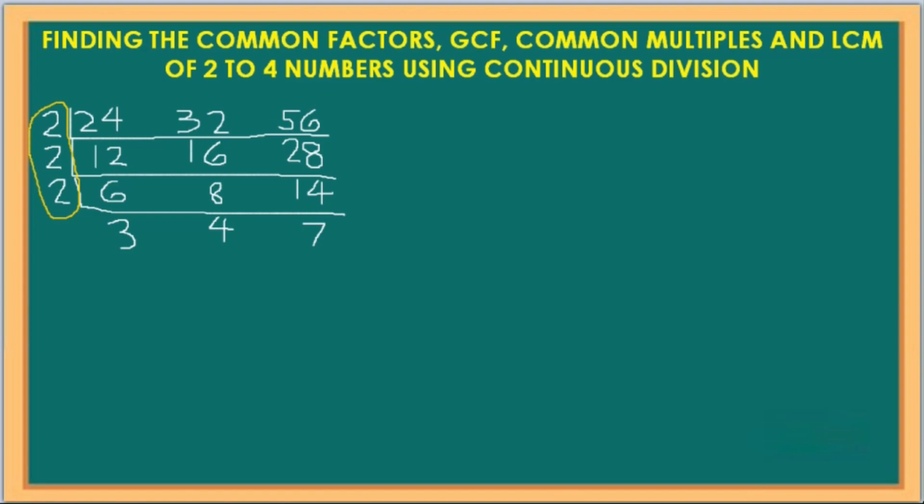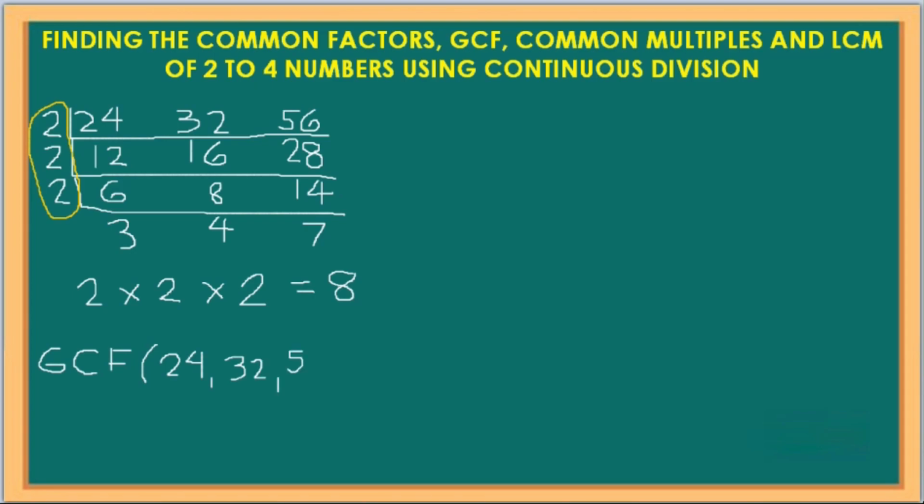Okay, we will get these prime factors, 2, 2, and 2. So we have 2 times 2 times 2 equals 8. So the GCF of 24, 32, and 56 is 8.